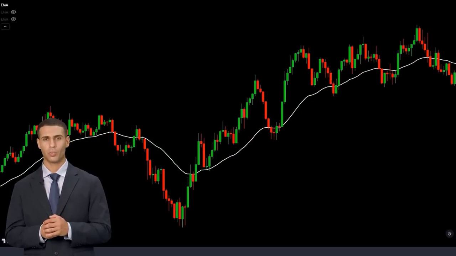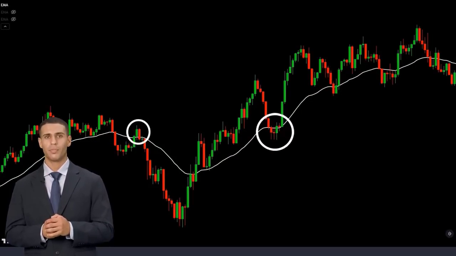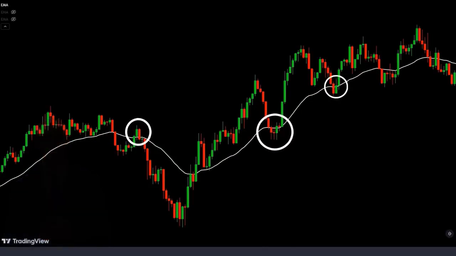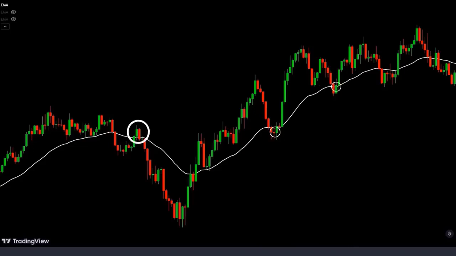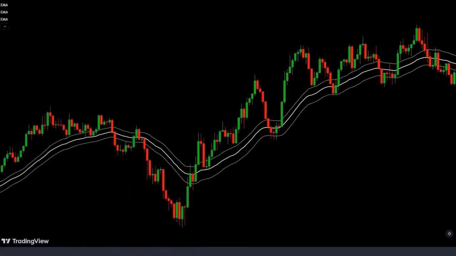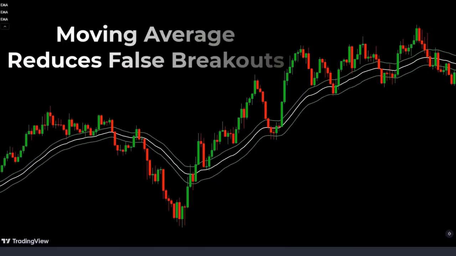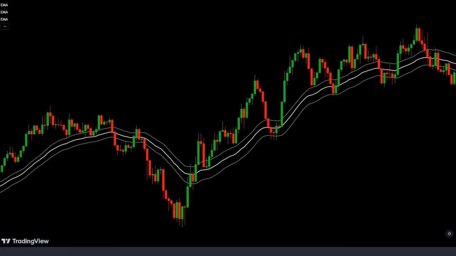If you use only one moving average line, you will see a lot of fake breakouts. Most traders find it confusing, especially beginners. These moving averages act as a channel or zone, holding the price within the channel. It reduces false breakouts and allows you to enter trades after the price breaks through the channel.